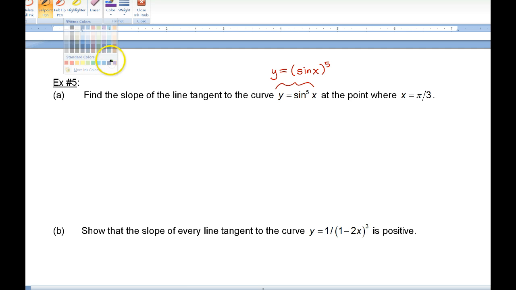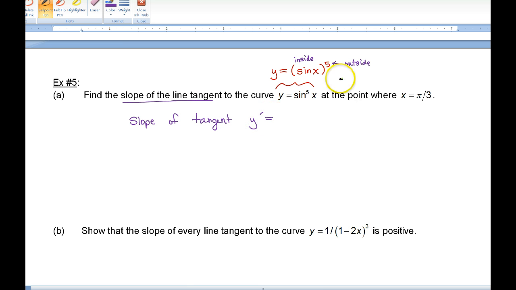So in this case, what would be our inside? Right, our inside would be the sine x, and then 5, that would be our outside. So when I do the derivative, if I'm looking for the slope of the tangent, I need to make sure I have my y prime. So I'm going to take the 5 to the front, keep the inside the same, to the 4th power, times the derivative of the inside, so derivative of sine is cosine. So y prime is 5 cosine x sine x to the 4th.